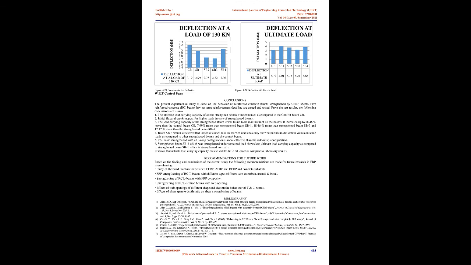The ultimate load carrying capacity of all the strengthened beams were enhanced as compared to the control beam CB. Initial flexural cracks appear for higher loads in case of strengthened beams. The load carrying capacity of the strengthened beam 2 was found to be maximum of all the beams. It increased up to 38.46% more than the control beam CB, 7.69% more than strengthened beam SB1, 18.46% more than strengthened beam SB3 and 12.17% more than the strengthened beam SB4.